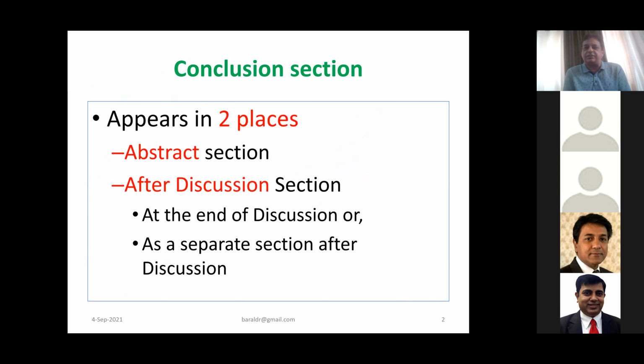The conclusion section appears in two places. One is in the abstract section, and another is after the discussion section. It could be at the end of the discussion itself without a separate subsection, like in IMRAD format. But in some journals, there will be a separate section after discussion. So it depends on the author's guidelines in the respective journal. So we have to see that prior to submitting your research paper.